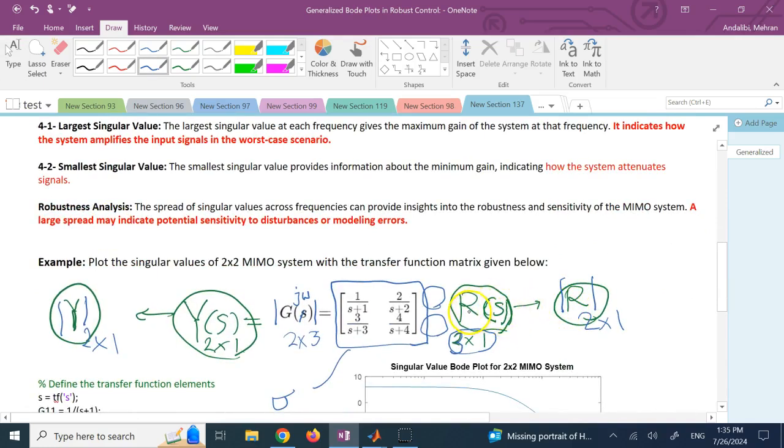And how many of them do you have? As I said, it's the minimum of these two. So if it's 2 by 3, you still will have 2 singular values. If it's 3 by 4, then you will have 3, and so on and so forth.